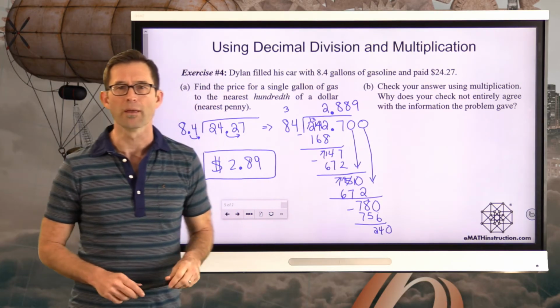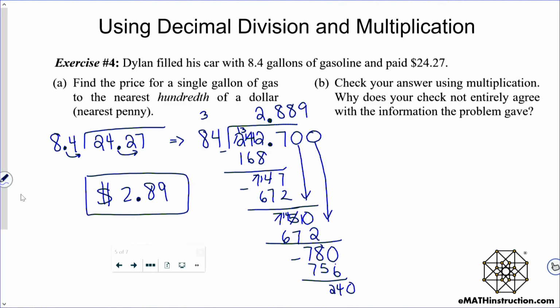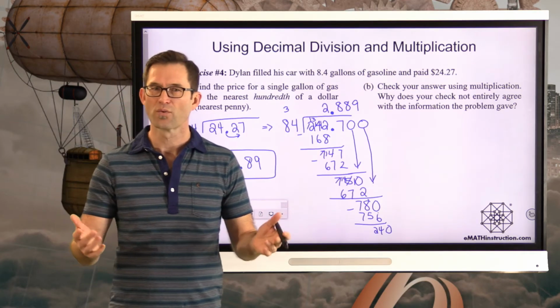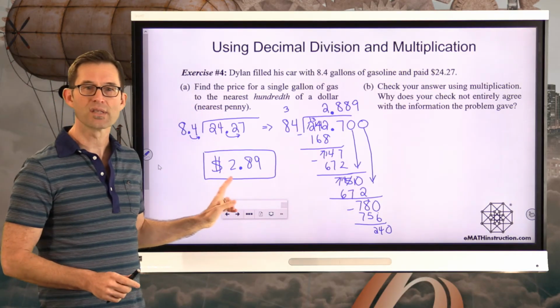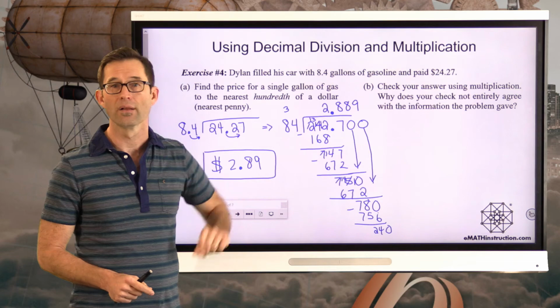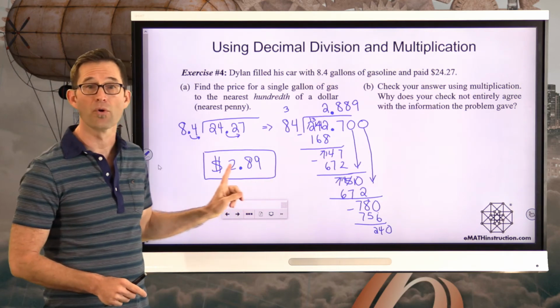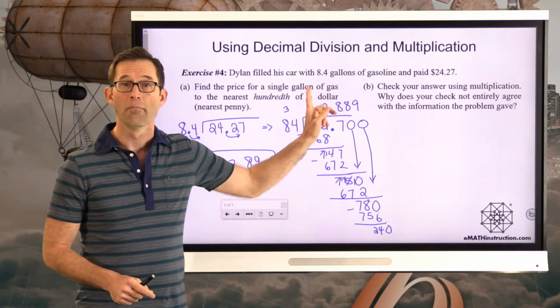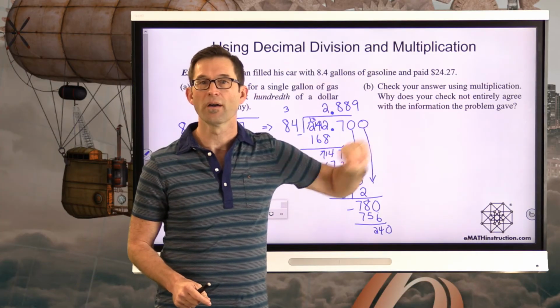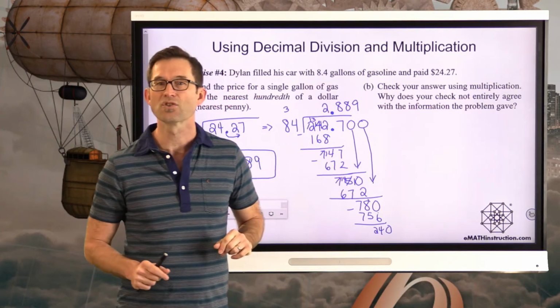Now let's look at letter B. Check your answer using multiplication, just like we've been doing. Why does your check not entirely agree with the information the problem gave? All right, so in other words, if this is the price that Dylan paid per gallon, and he bought 8.4 gallons of gasoline, I should now be able to multiply 2.89 by 8.4 to see if this is my final answer. So let's take a shot at that.